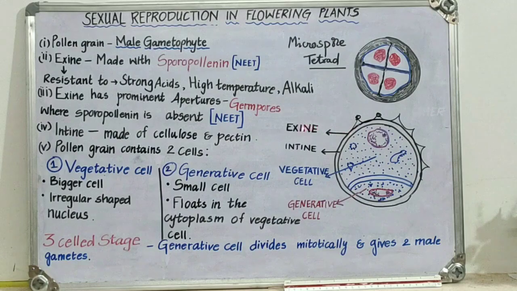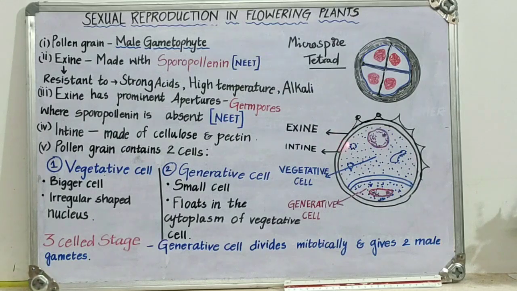This is the structure of the pollen grain. The outermost layer is exine and the inner layer is called intine. Exine is made of sporopollenin. This is important for NEET. Because of this substance, it is resistant to strong acids, high temperature and alkali. Exine has prominent apertures called germ pores. Wherever the germ pores are present, sporopollenin is absent. This is important for the NEET exam.